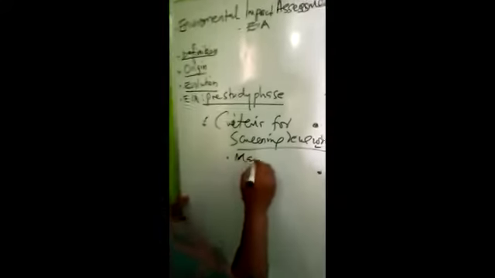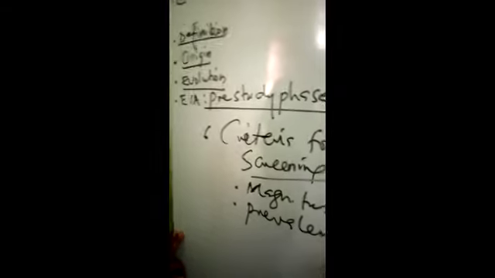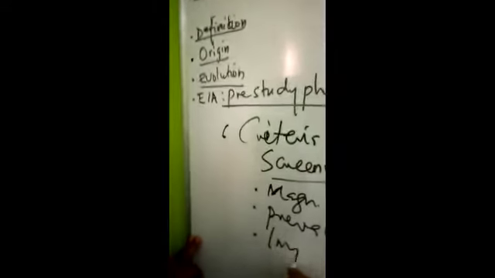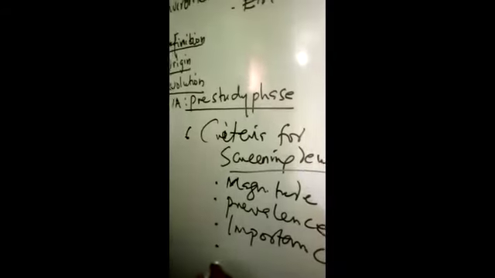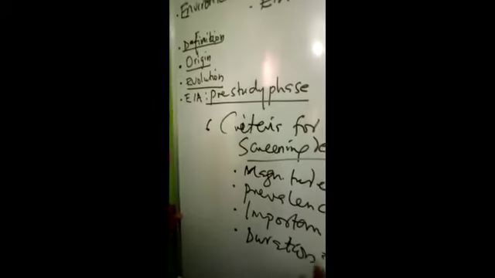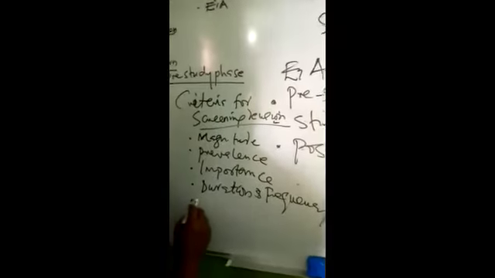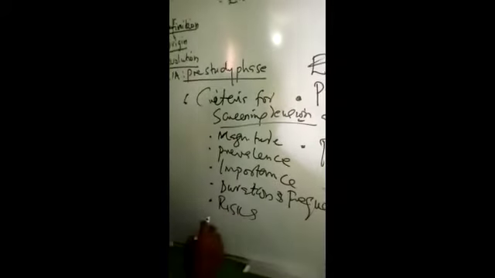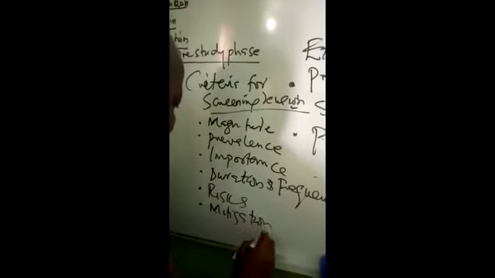1 is magnitude. 2 is prevalence. 3 is importance. 4 is duration and frequency. 5 is risks. And 6 is mitigation. Let's take them one by one.